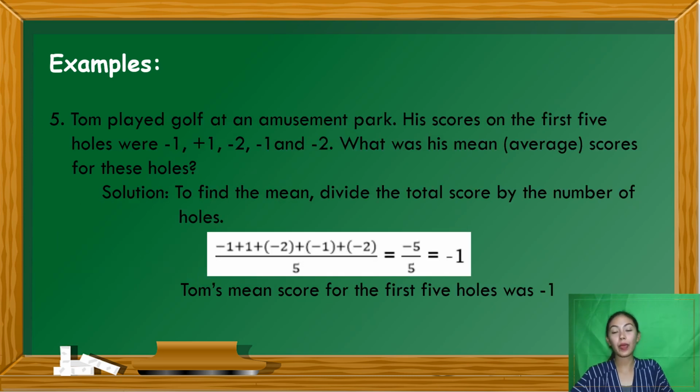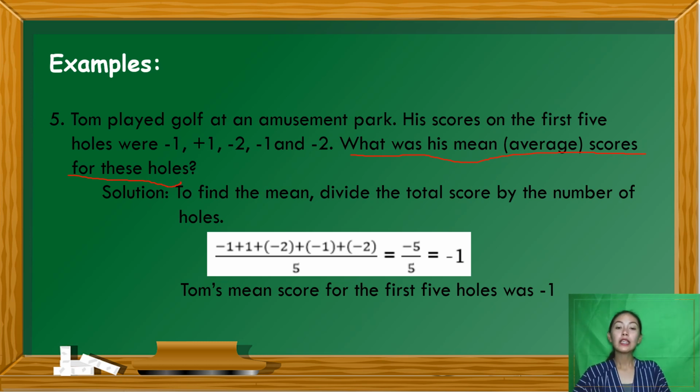For the last, we have this problem. Tom played golf at an amusement park. His scores on the first 5 holes were negative 1, 1, negative 2, negative 1, and 2. What was his mean or average score of these holes? What is asked in the problem is that we are going to find the mean score of the holes, or the average.